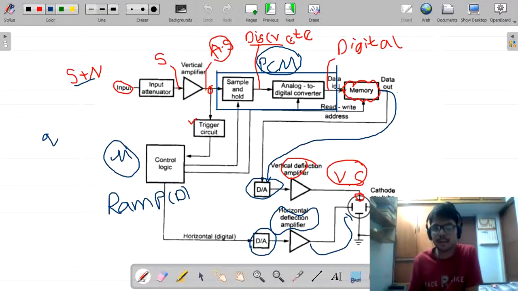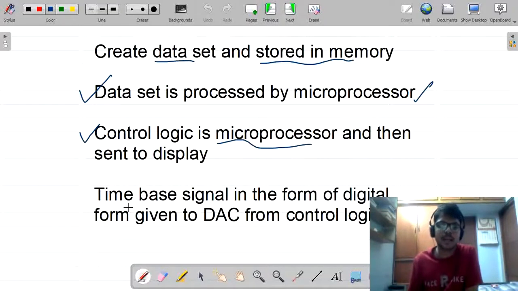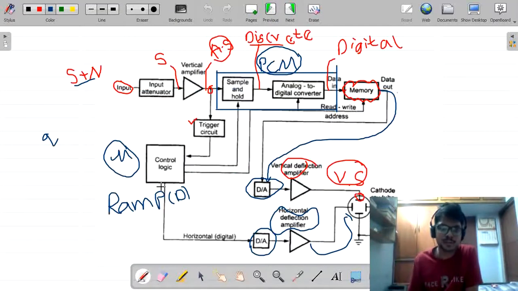It means from here this control logic will control this memory. From this memory the signal will be sent to the display. The time base signal in digital form is given to the digital to analog converter from the control logic. The last point we have seen is the process that we have explained.